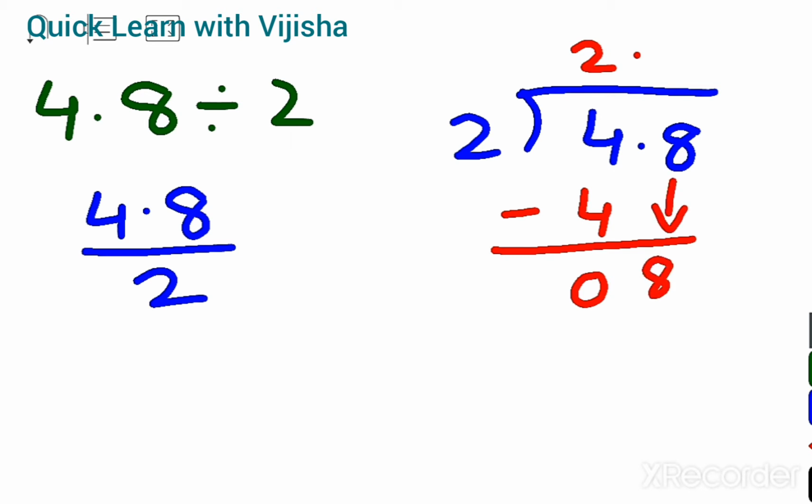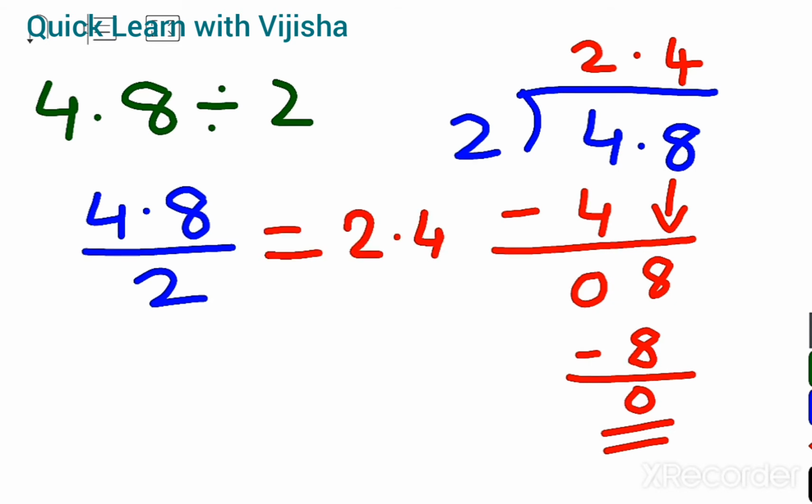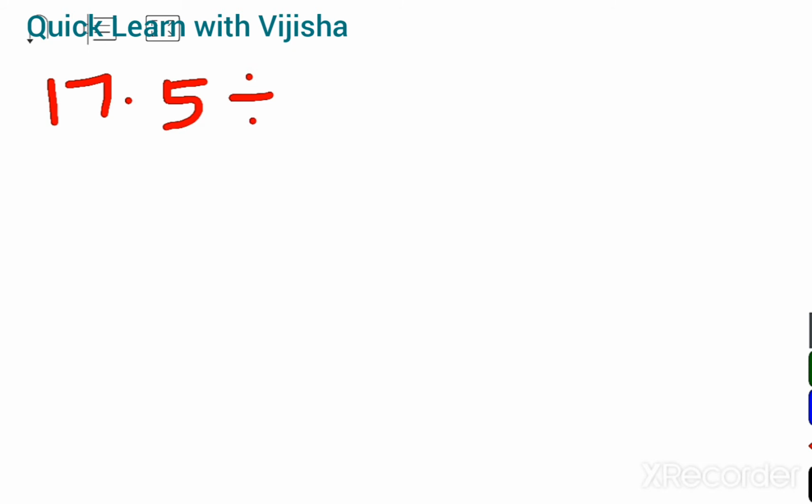Now 2's table. 2 4s are 8. So your answer for this question is 2.4. So we have got a decimal number in our answer. Understanding students? Let's see the second question. 17.5 divided by 5. Now we will write it in the decimal form.